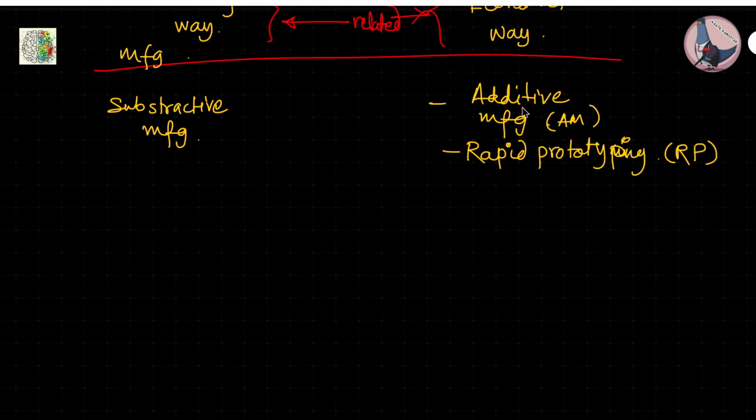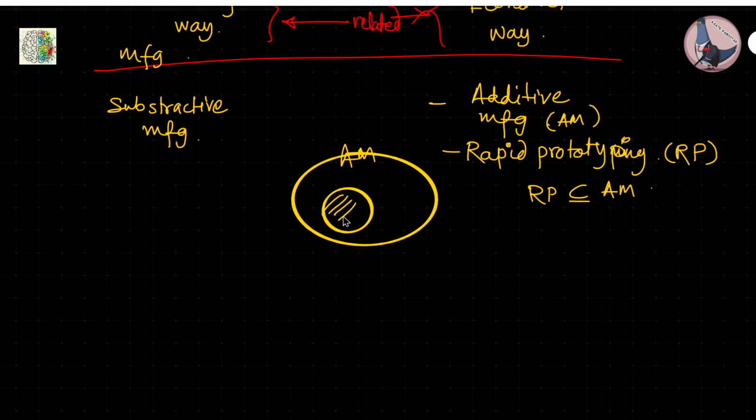But there is a slight difference between additive manufacturing and rapid prototyping. RP is a subset of AM. I mean that if additive manufacturing is this big thing, then RP is just a part of this. This additive manufacturing is also called freedom fabrication. Why is it called so? You will understand when we talk about different topics.